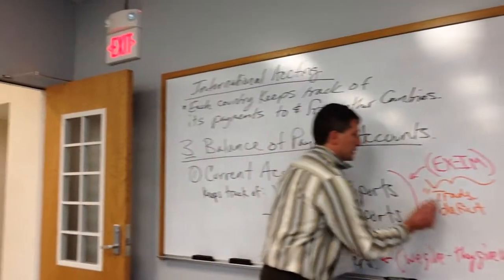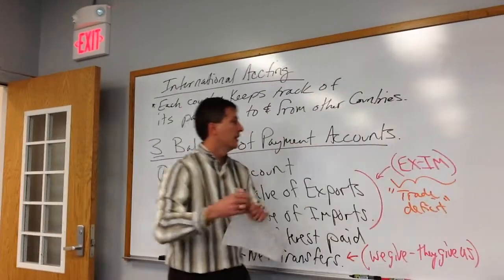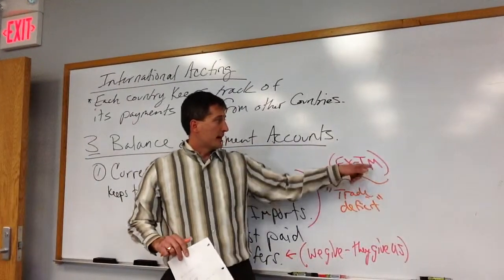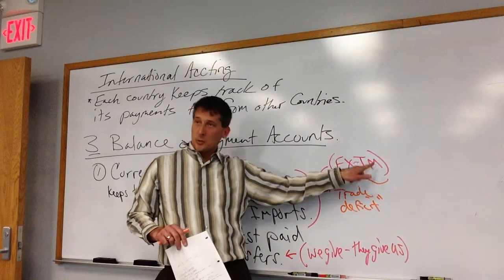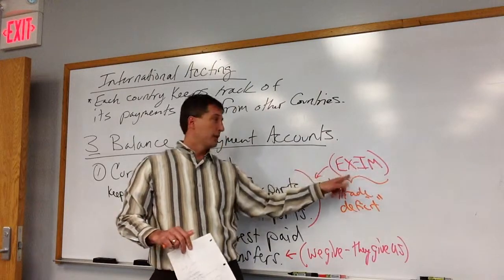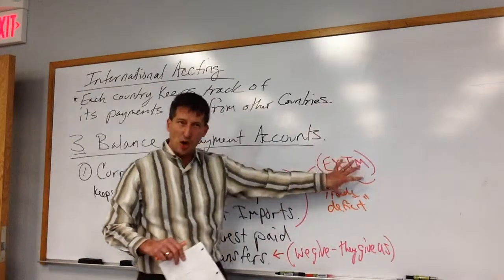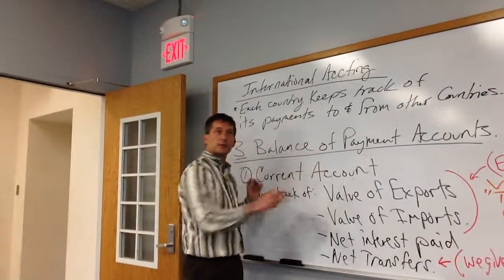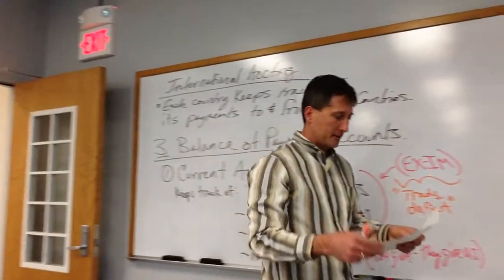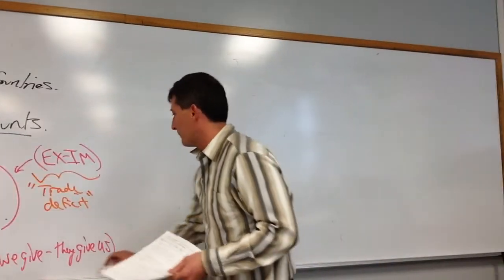Let's put that in quotes because I'm not being perfectly correct here. Because a negative number up here means we import more from the rest of the world than what we sell to them, so we have a trade deficit. And that's this chunk of the current account. All right, so that's the first payment account.